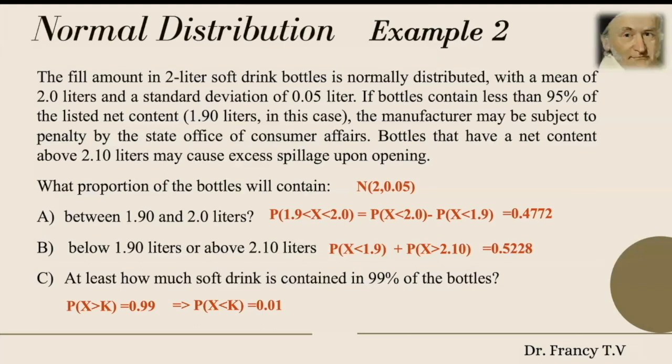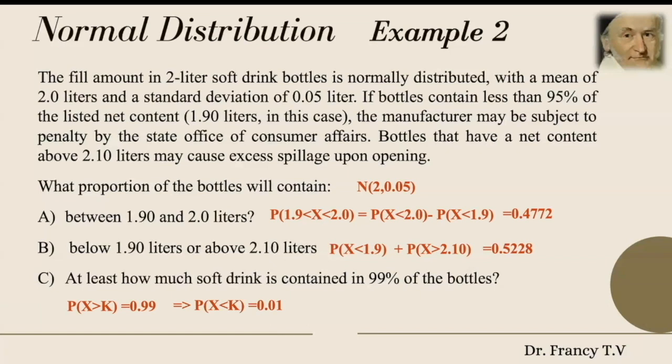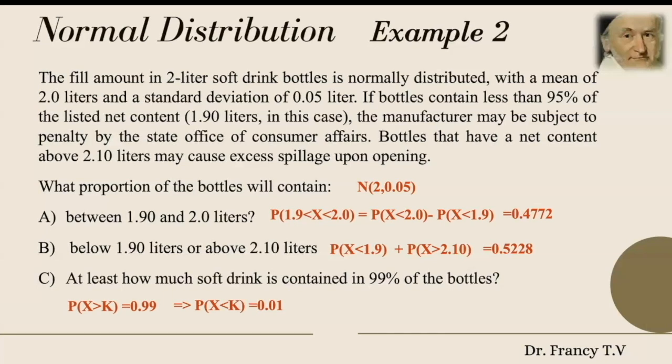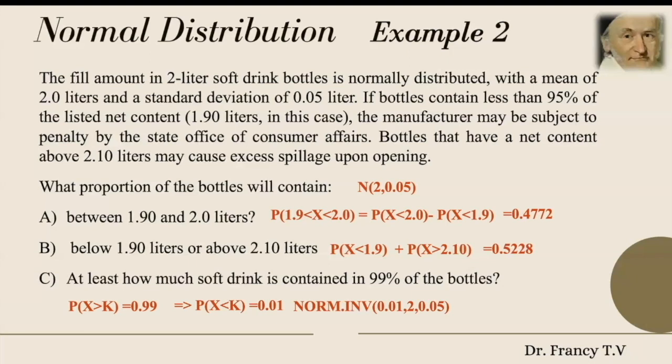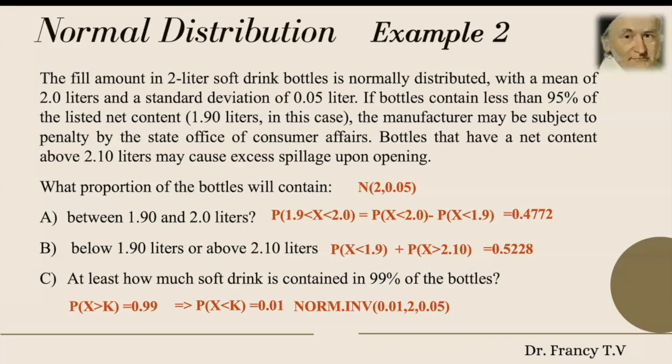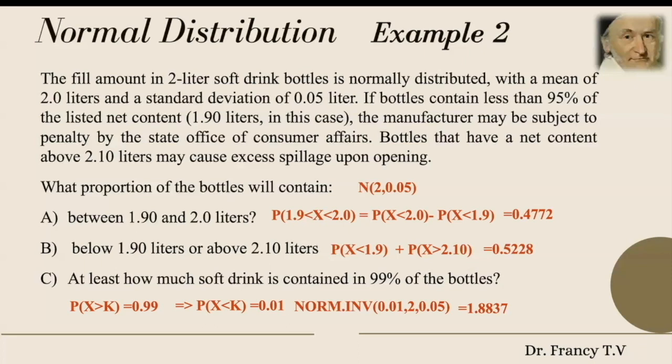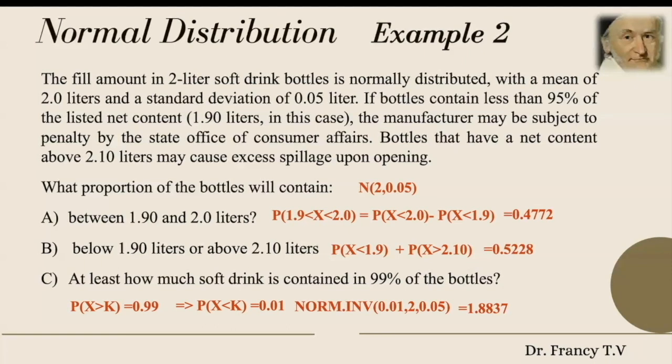Probability x greater than k we cannot calculate, but we can calculate probability x less than k. If probability x greater than k is 0.99, probability x less than k will be 0.01. So we have to find out the value of k in such a manner that probability x less than k equal to 0.01. For that, we can use the inverse function. Norm.inv, probability is 0.01, comma mean 2, comma standard deviation 0.05. If you open an Excel file and enter this function, you will get the answer as equal to 1.8837.